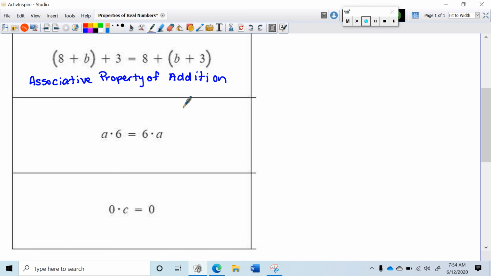The next one, A times 6, 6 times A. The numbers changed orders. So this is commutative property. And since it's multiplying, it's of multiplication.